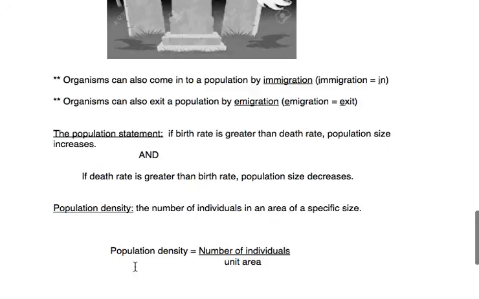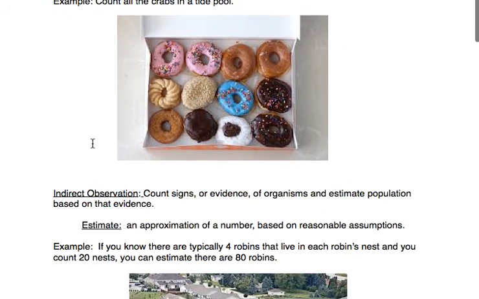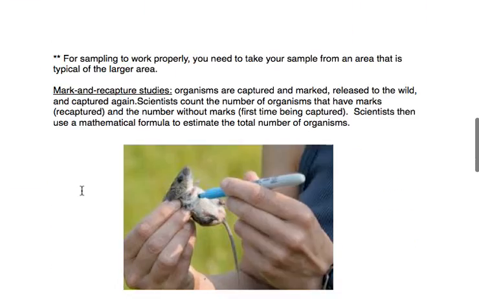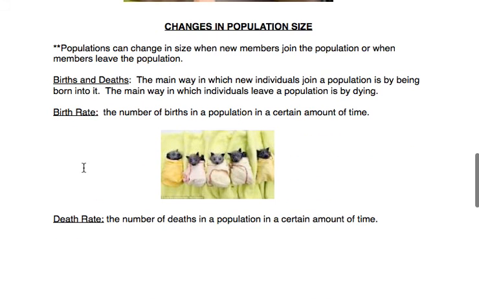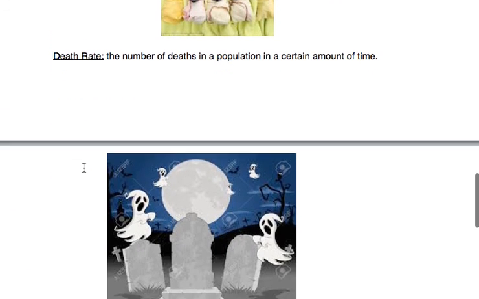So just to recap our notes today, studying populations, we discussed how scientists determine population size, and four ways that we discussed are direct observation, indirect observation, sampling, and mark and recapture. Then we discussed how populations change in size. The main way in which populations grow is through births, and the main way populations shrink is through death. The birth rate is the number of births in a population in a certain amount of time, and the death rate is the number of deaths in a population in a certain amount of time.